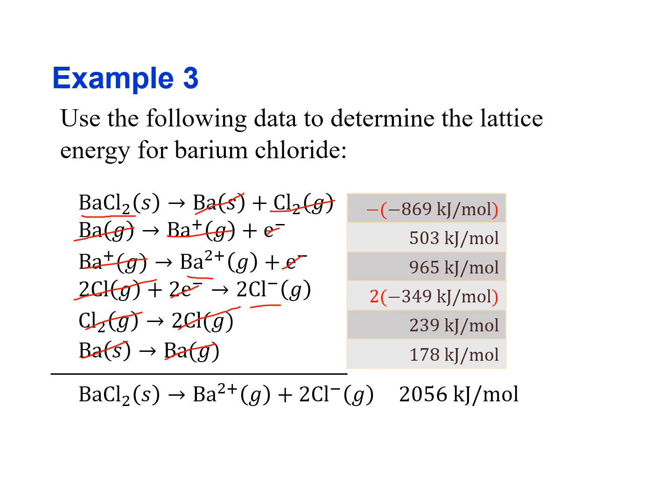So that is the answer. The lattice energy for barium chloride is 2,056 kilojoules per mole. We just had to find it in this very roundabout way using the so-called Born-Haber cycle.